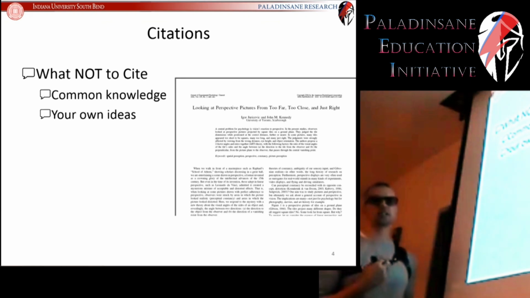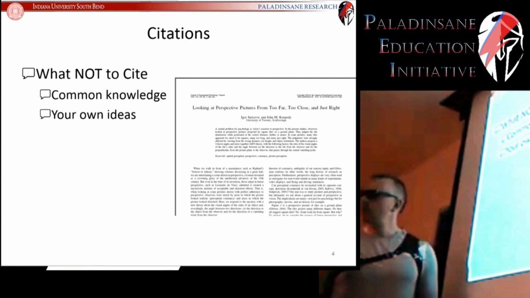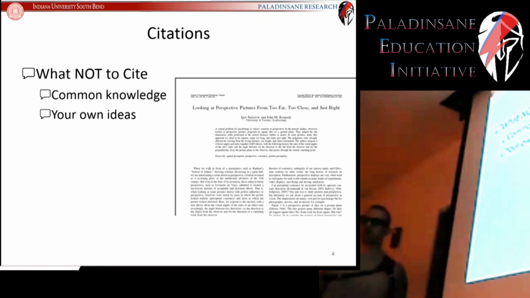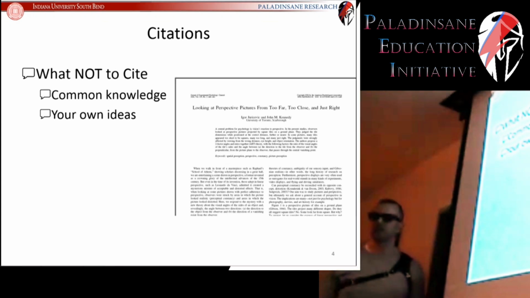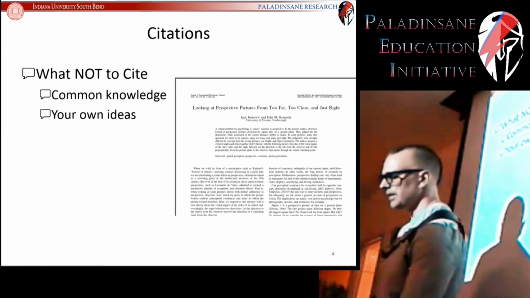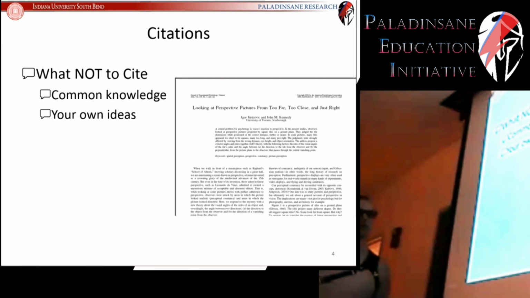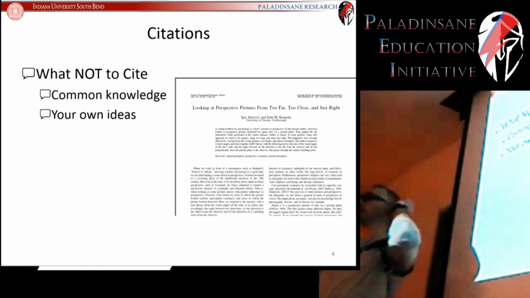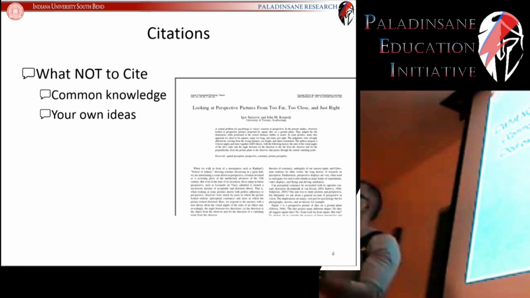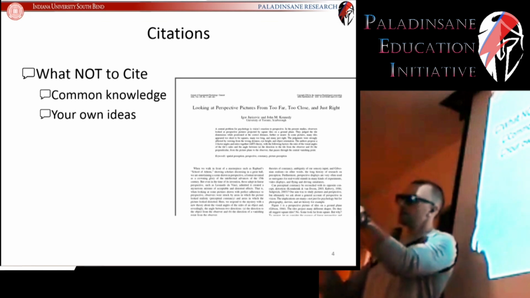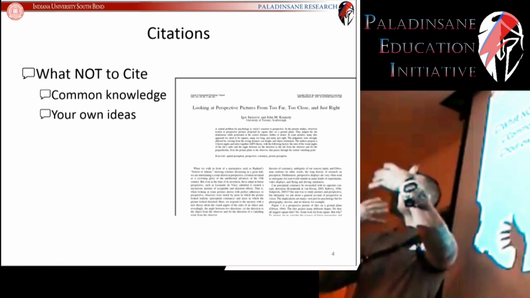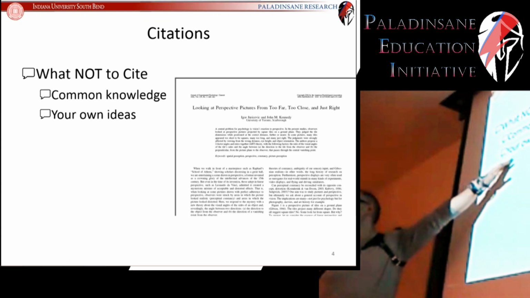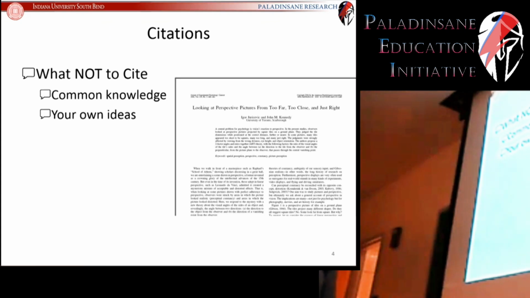The other big one is you don't need to cite your own ideas. Some of this research paper will be your own ideas, even in the introduction section. If you are talking about the implications of the results, for example, in the conclusions, you're saying, these results mean this. They mean that this is how psychology works. That's your own idea. You don't need to provide a citation for that.